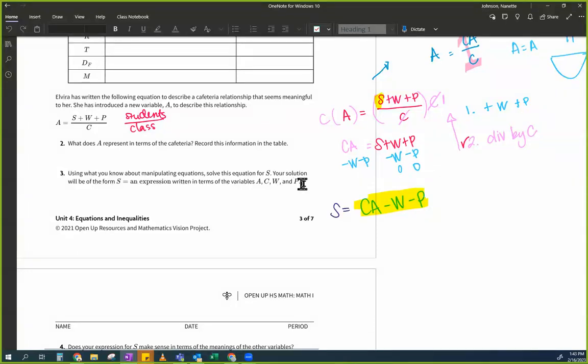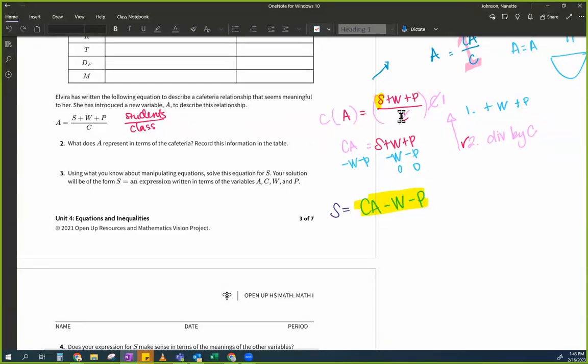Okay, so then it says your solution will be in the form of S is equal to an expression written in terms of the variables A, C, W, and P. So get used to hearing me say, I need you to solve for S. In your brain, that means S equals. On the other side, there's going to be this confusion of letters and operations, but it doesn't matter.